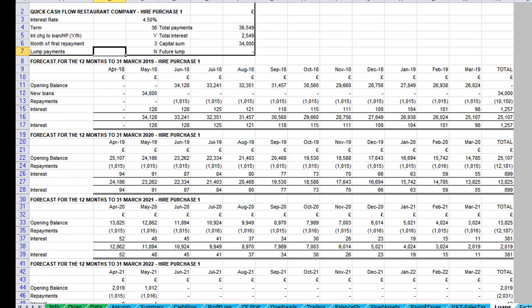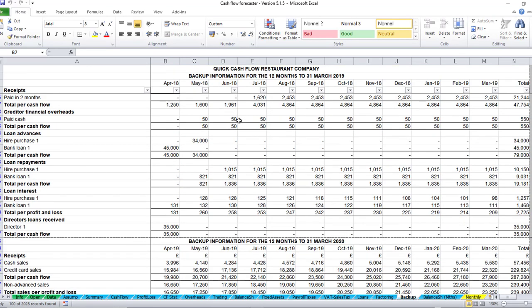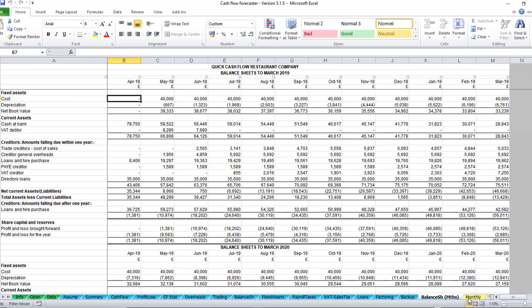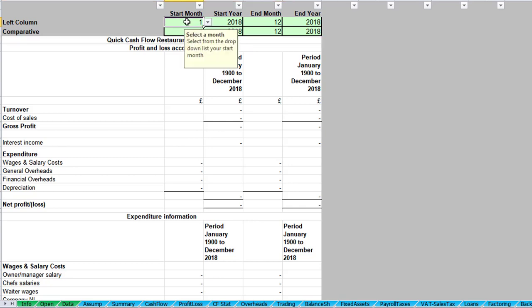Factoring, well we didn't have factoring with the restaurant, so I'll jump over that. You have a backup schedule which gives you a bit more detail behind some of the numbers in each of the periods in case you need a breakdown of some of the numbers. We've already talked about the monthly balance sheet, but then also you have a report which will give you numbers or extract numbers for profit and loss account and balance sheet for any of the periods.